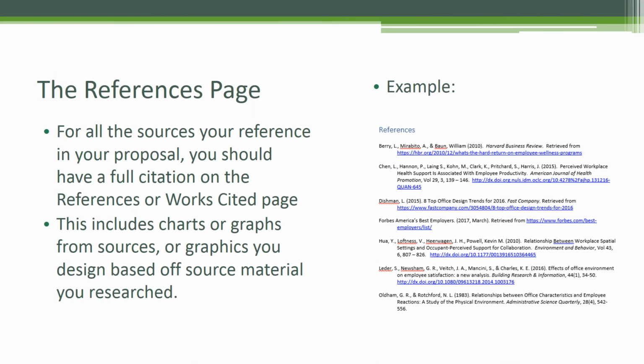And finally, we have the references page. For all the sources you reference in your proposal, you should have a full APA formatted citation on the references or works cited page. You can see the example on the right here in the APA formatted references page this student had. This also includes any charts or graphs that you pulled from a source or a chart or a graph that you developed from source material. That also needs to have a citation in the works cited page.